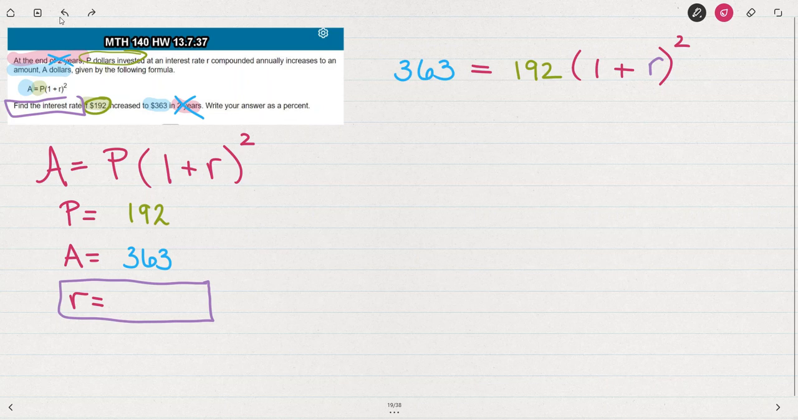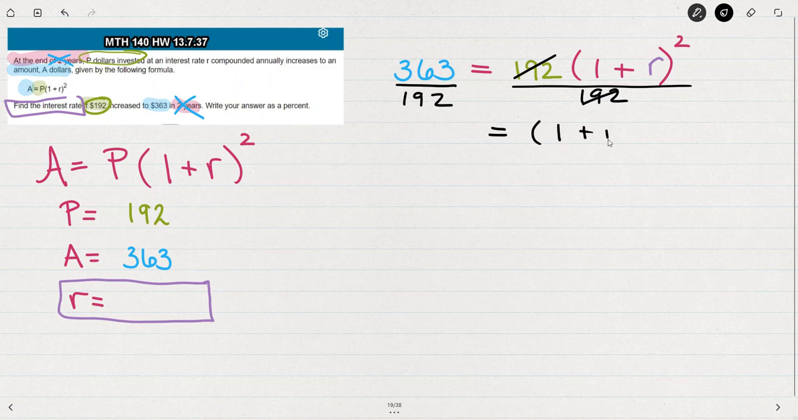If I want to solve for the rate, then what I want to do is isolate this expression that includes the rate. So I'm going to isolate the 1 plus R quantity squared by dividing both sides by 192. But because I'm dividing the right side by 192, I'm going to also need to divide the left side by 192. So the 192 over 192 leaves us the 1 plus the rate squared.